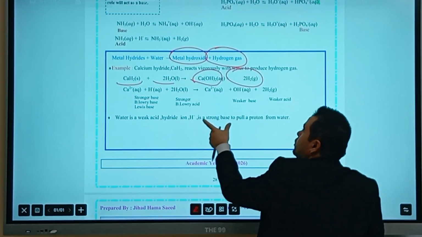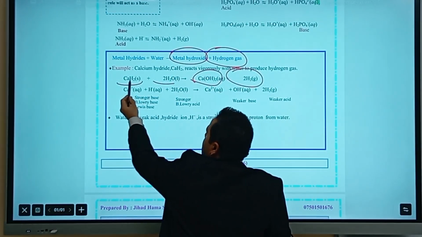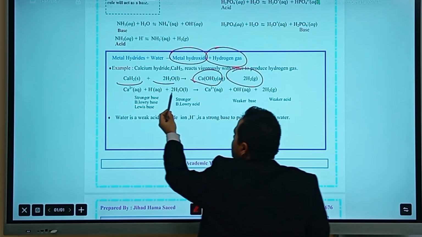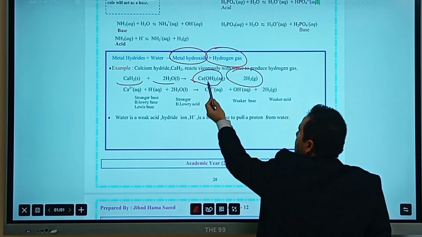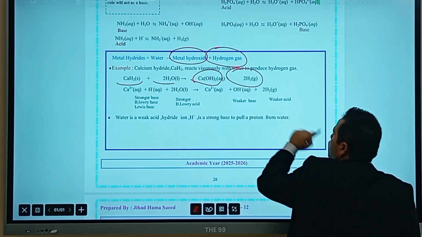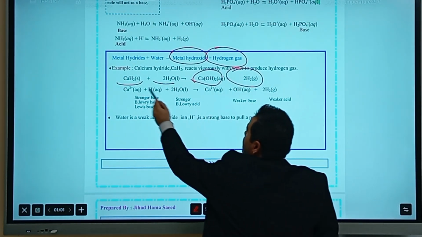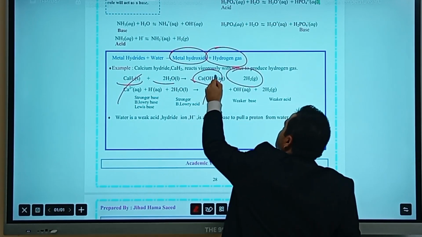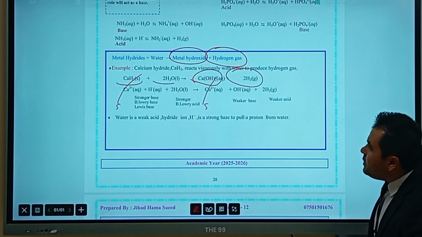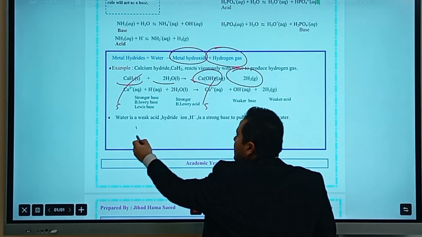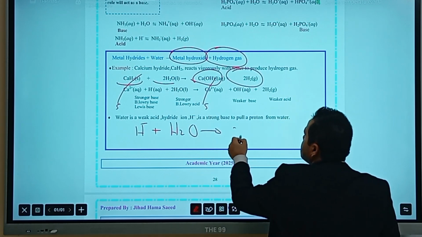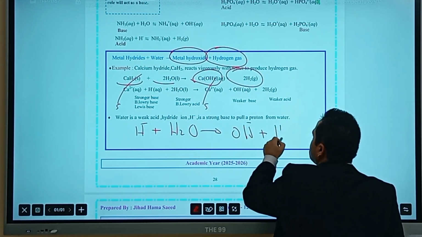Write the overall equation. This dissociates into Ca positive 2 and H negative, and H2O stays unchanged. Calcium hydroxide dissociates into calcium positive 2 and hydroxide, and then hydrogen. As you can see, the Ca becomes what? The spectator ion. What's the remainder here? The H negative plus H2O will produce hydroxide plus H2.